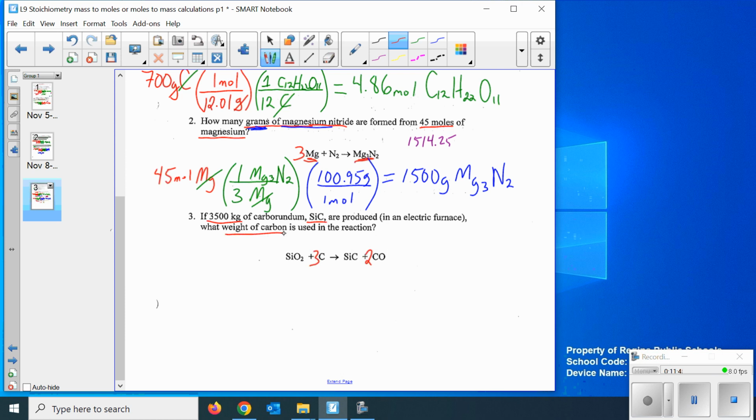Now, I used the word weight, and I shouldn't have. When I type this up, it should have been mass, mass of carbon in grams. This one, though, I started with kilograms. So 1,000 times 3,500, I'm thinking 3 million. If you didn't and used 3,500 on there, it'd be out by 1,000. It'd still be a big number. Okay?